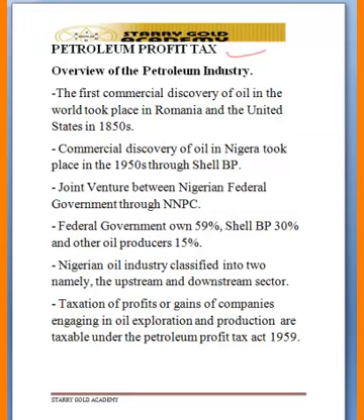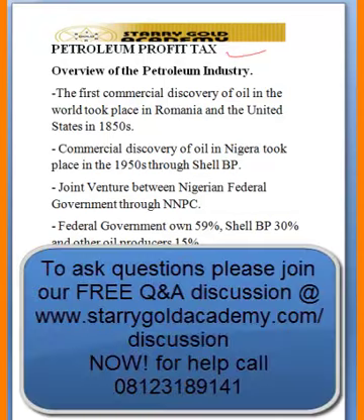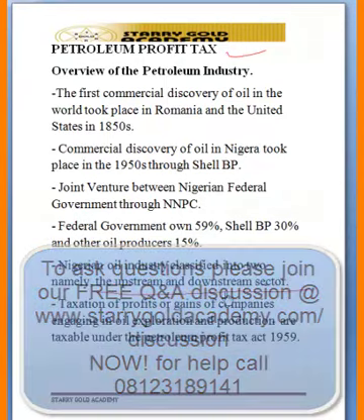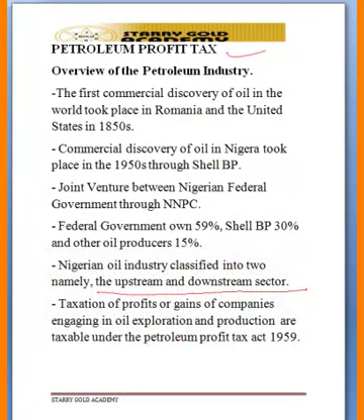So that is that. Now the petroleum industry is classified into two: the upstream sector and the downstream sector. What are the activities of these sectors? I will briefly take you through what is done in the upstream sector and what is done in the downstream sector. The upstream sector involves all the activities carried out in the exploration, development, and production of crude oil from its natural state.